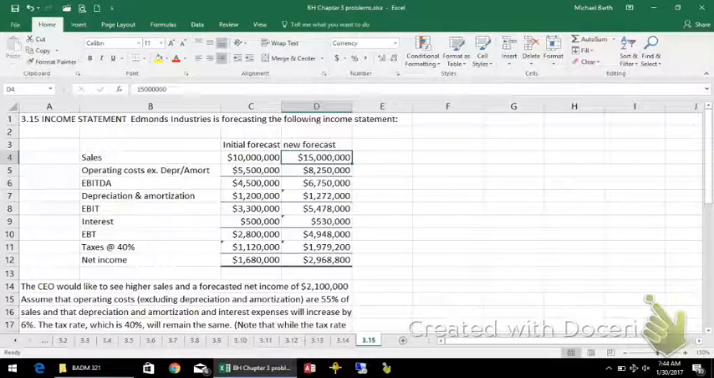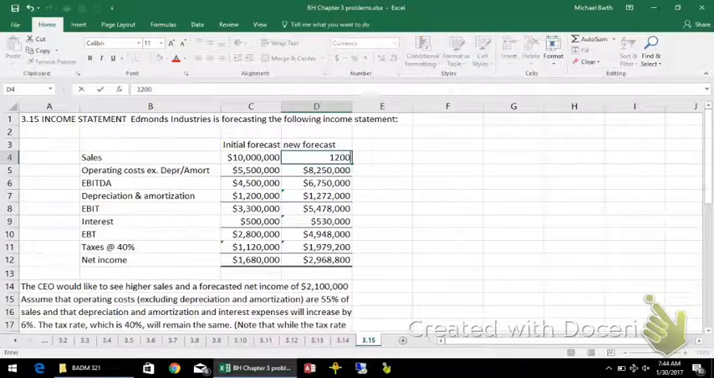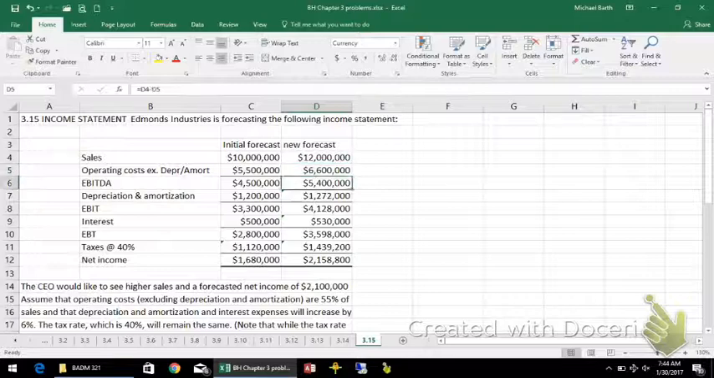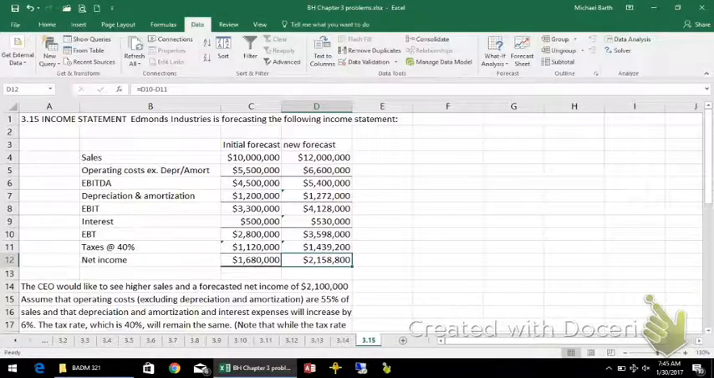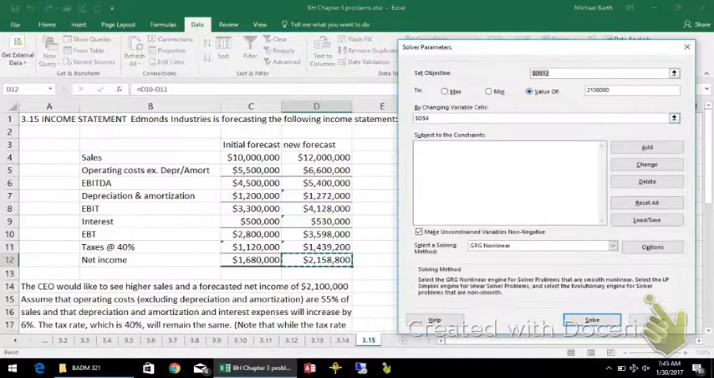All right, so 15 million is too much. I could keep solving for this until I got to 2,100,000. I'll show you the solver function. Now, you won't have this normally. You can solve this with a pencil, and I'll do that the hard way after this.